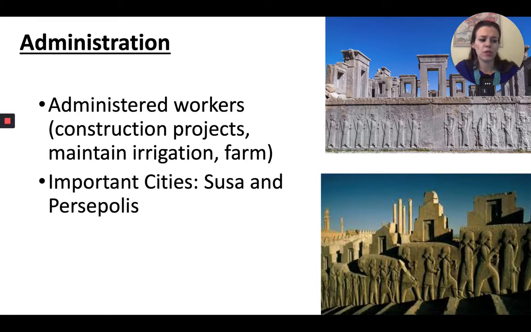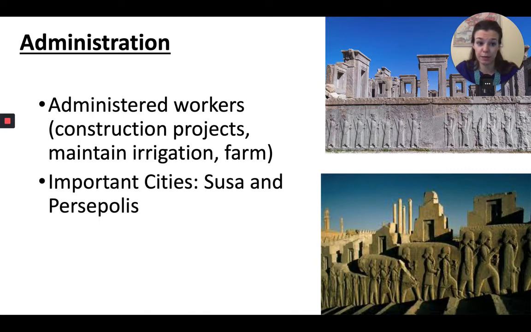The capital was Susa, but the ceremonial capital was Persepolis. Persepolis is a really important and beautiful archaeological site that's in danger from ISIS and different extremist groups. We see that lots of religious ceremonies would happen more at Persepolis, whereas Susa was more practical.